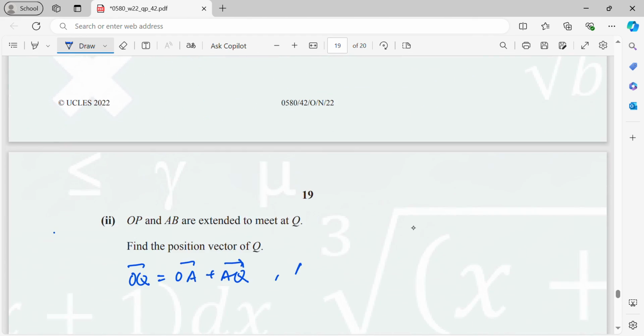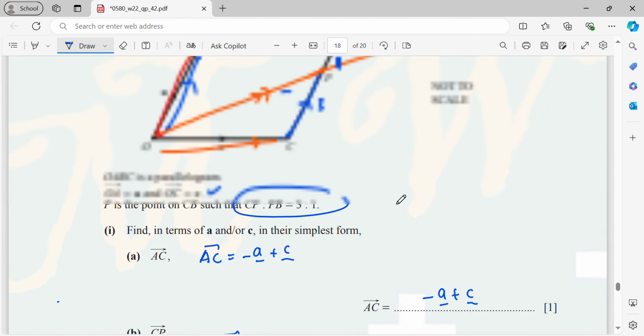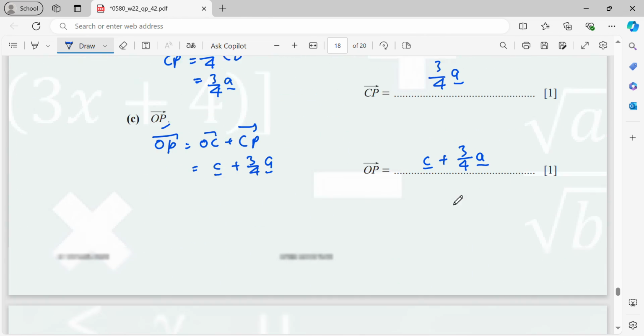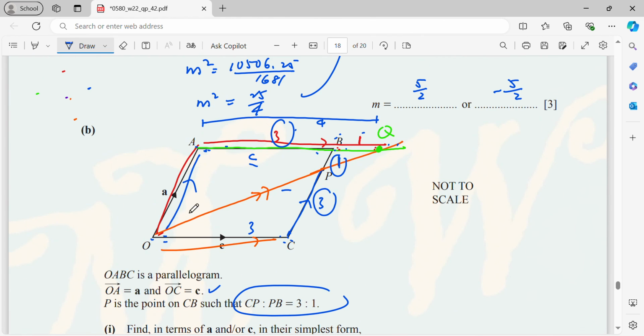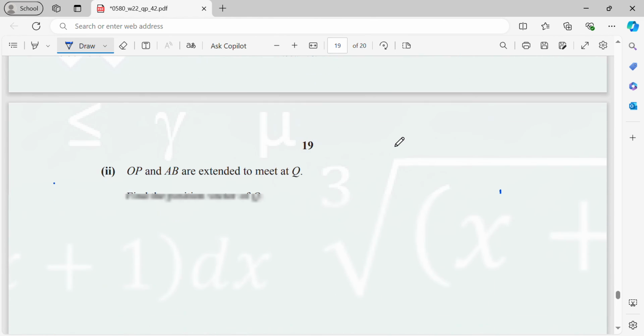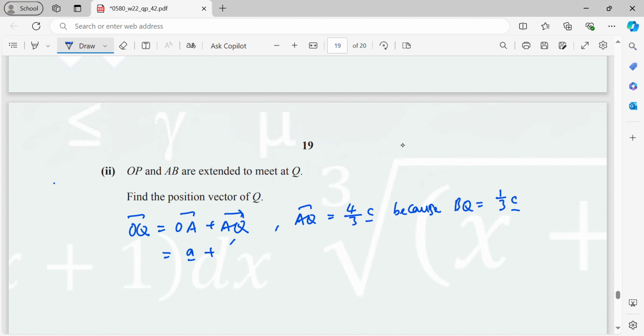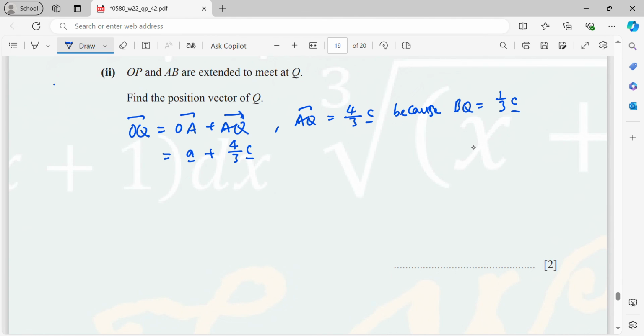So now I will say AQ. Okay, sorry. AQ will be 4 over 3 C because BQ is 1 over 3 C. Okay, therefore your OQ is going to be OA. So your OA is basically A. So here plus 4 over 3 C. So here I will just write this is going to be A plus 4 over 3 C.